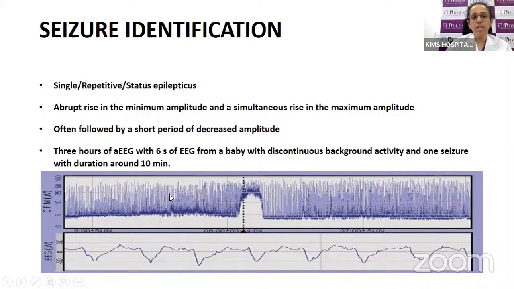We should identify whether it is a single seizure, repetitive seizures, or status epilepticus, in which we see the sawtooth pattern. Here we are seeing an abrupt rise in the minimum amplitude and a simultaneous increase in the maximum amplitude also, which is often followed by a decrease in the amplitude, and it might go to a low amplitude also. So in this 3 hours of amplitude integrated EEG, with normal conventional EEG with 6 seconds of aEEG from the baby with discontinuous activity, we detected one seizure in this whole graph at around 10 minutes of recording. So that is how we interpret this as a seizure.